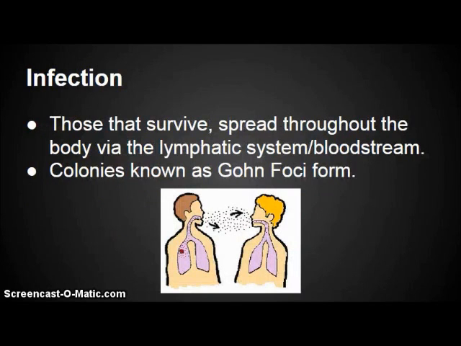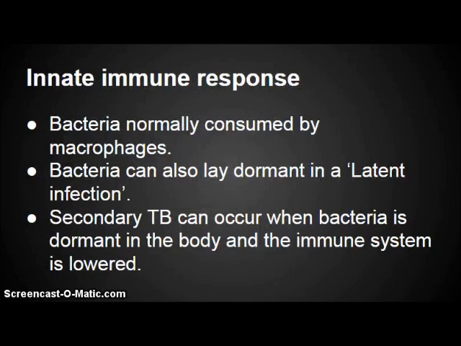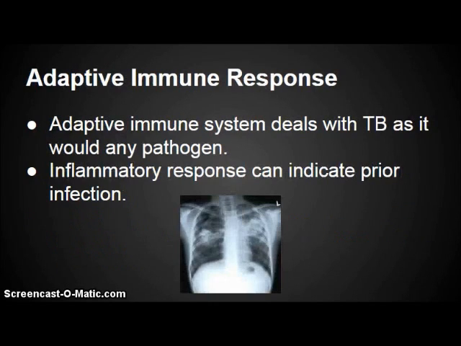As said before, the bacteria are mainly consumed by macrophages. This can be effective and kill all the bacteria, or the bacteria can also become dormant and never cause disease at all. This is referred to as latent infection. These bacteria can then reactivate at later times when the immune system is low and cause secondary TB. The adaptive immune system deals with TB like it would any other pathogen.